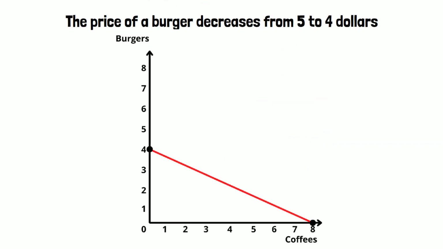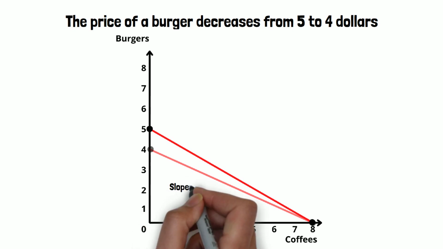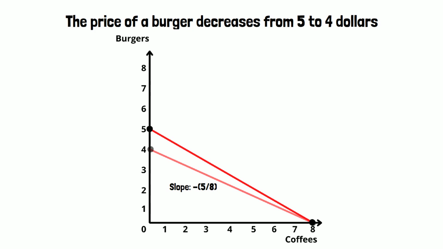Here we show the initial situation again. Now the price of a burger decreases from $5 to $4 due to lower transportation costs. At the income of $20, the maximum number of burgers you can buy in a week is 5. The area between the old and the new budget constraint is the gain of feasible options. The slope of the curve is now minus 5/8.